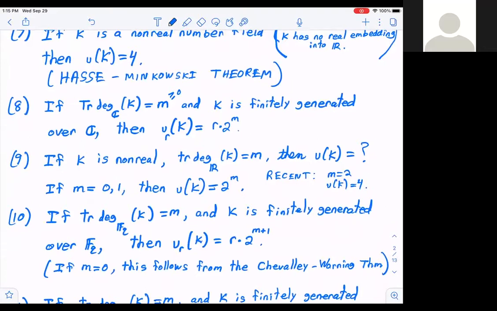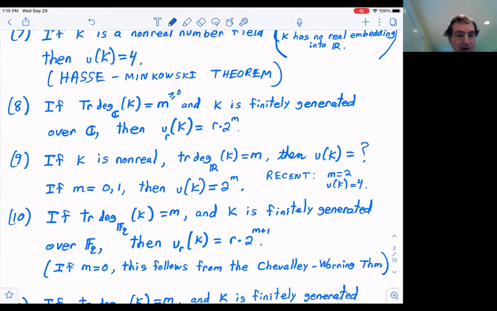Here, well, this is now a mixture. Let's call this arithmetic geometry. If K has transcendence degree m over a finite field, so this is sort of the global field case, a function field over a finite field, and if K is finitely generated, then it is known that the U sub r invariant, how many variables I need to solve r quadratic forms, is r times 2 to the m plus 1.